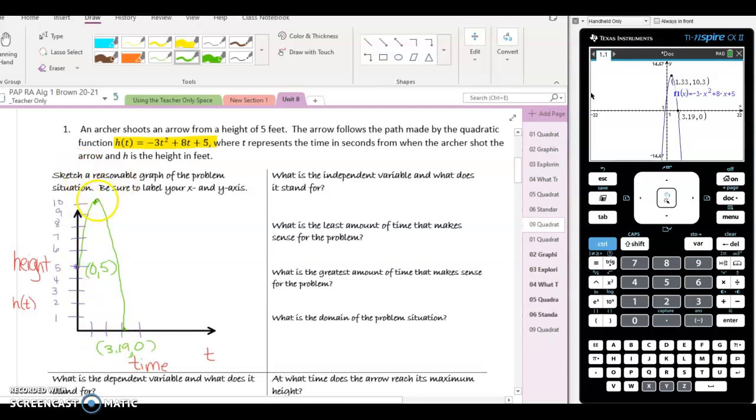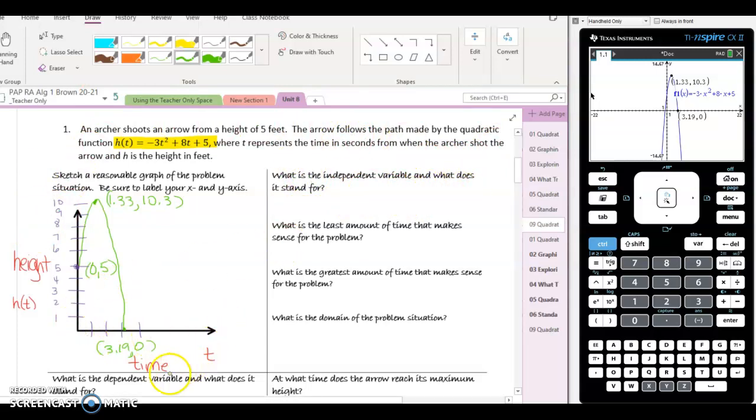All right, and then this point up here was 1.33, 10.3. All right, so I think we have a lot of information there that we can use. So we want to know, or they want to know, what is the independent variable and what does it stand for?